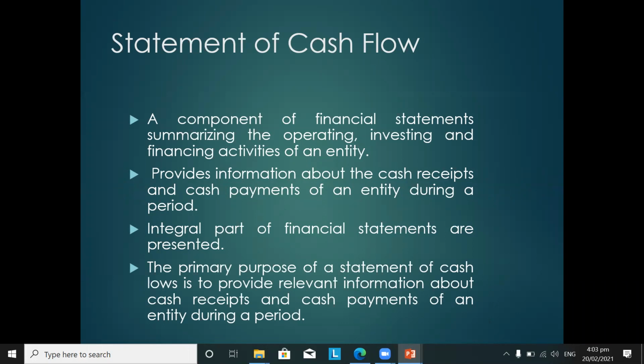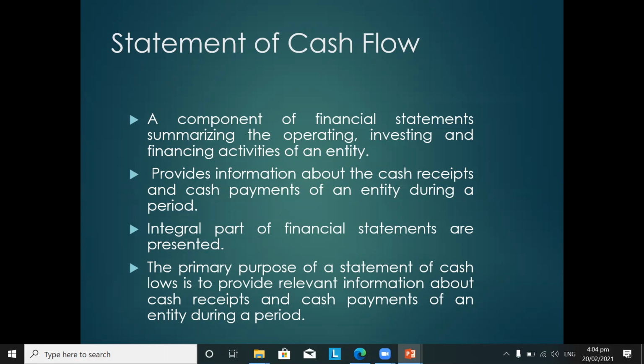When we talk about statement of cash flows, we are summarizing information about cash receipts and cash payments of an entity during a period. It is presented as an integral part of the financial statements for each period for which financial statements are presented. If you will be asking what is the primary purpose of the statement of cash flows, the purpose is to provide relevant information about cash receipts and cash payments of an entity during a period.